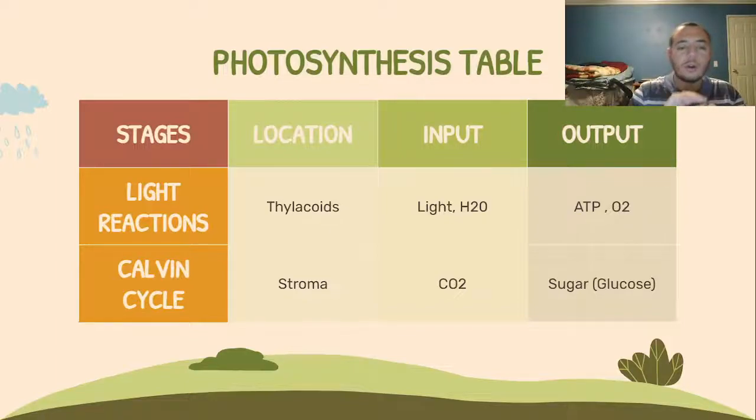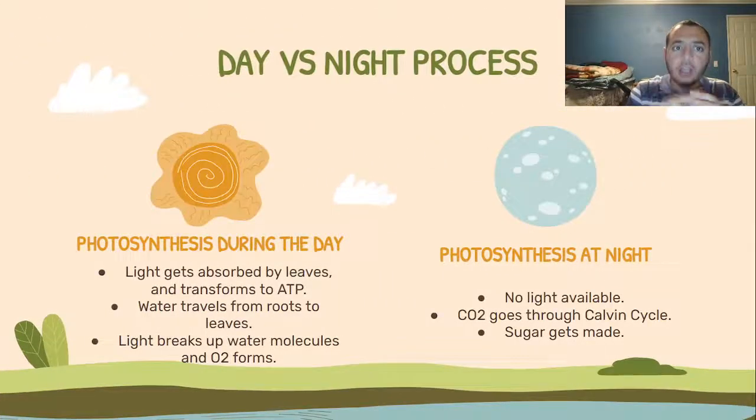That occurs in the stroma, the back part of the chloroplast. There, light doesn't reach that much. And in the stroma, CO2, carbon dioxide, gets absorbed and is used to make sugar, which is glucose. Right? Day versus night process.